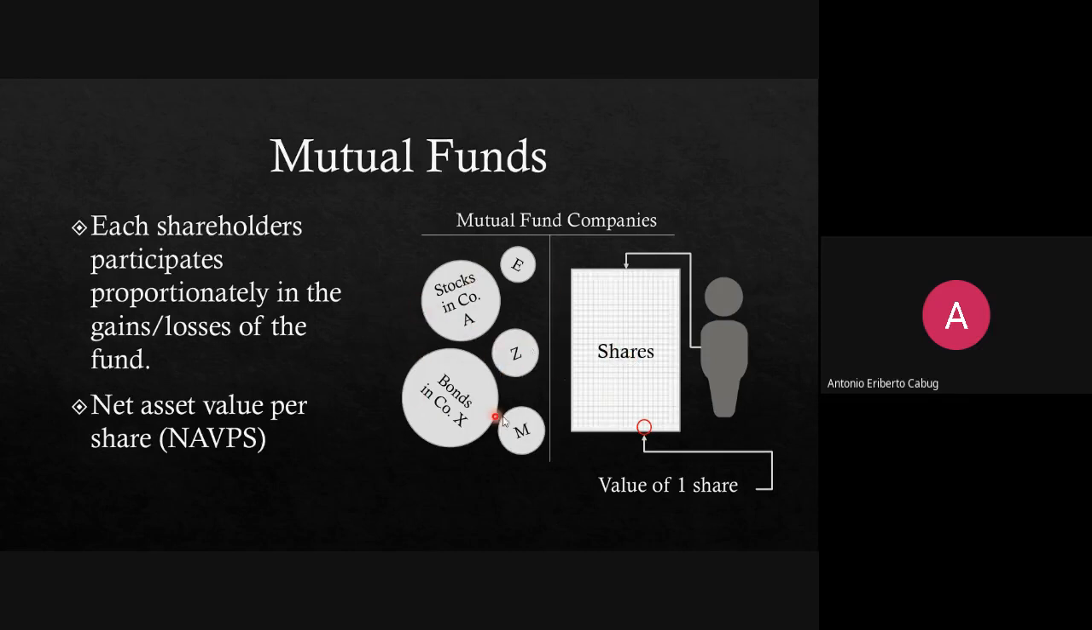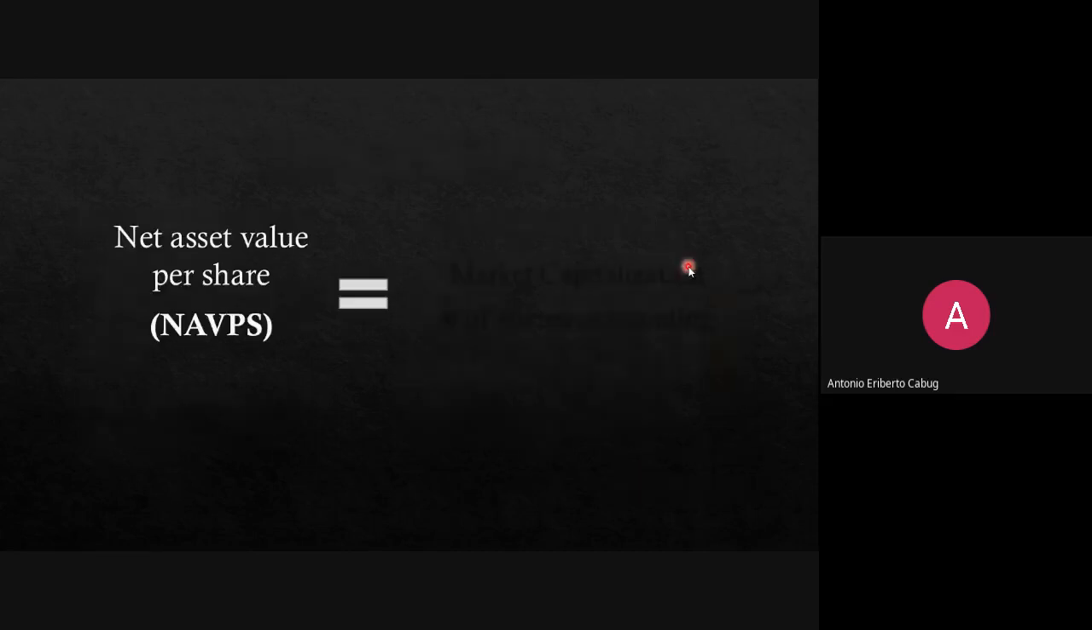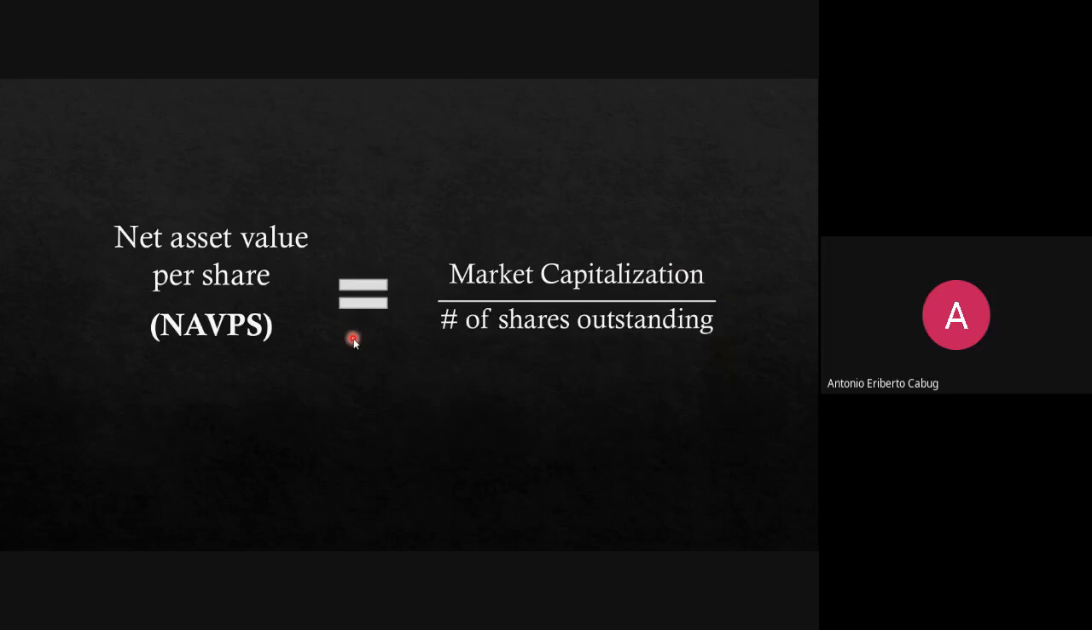So whenever the assets increase in value, equity will also increase in value. When that happens, the equity value, aka market capitalization, goes up. When the equity value or market capitalization goes up, divide it by the number of shares outstanding, NAV-PS will also go up. Again, NAV-PS, net asset value per share, can be calculated as market capitalization or equity value divided by the number of shares outstanding.